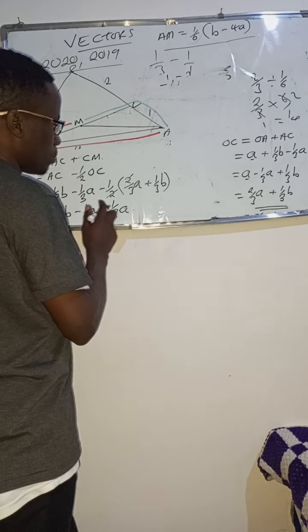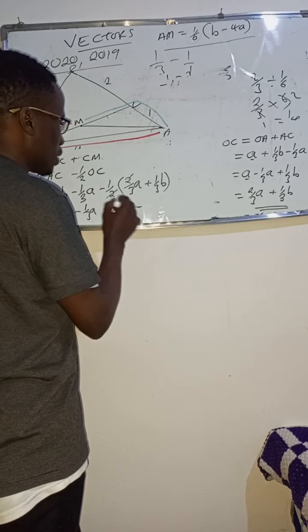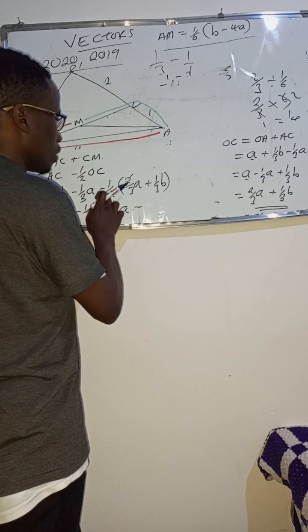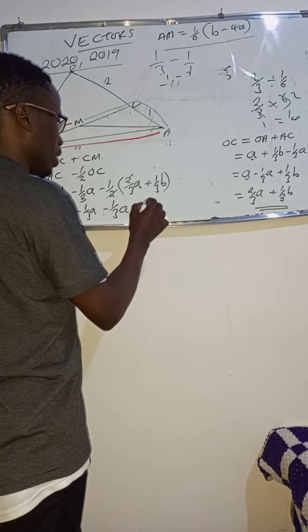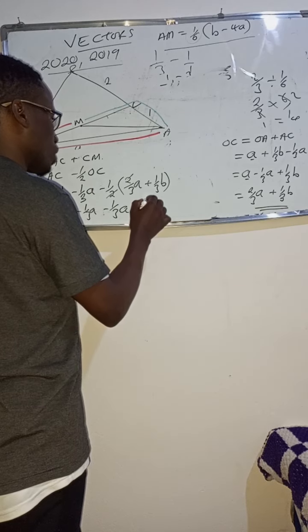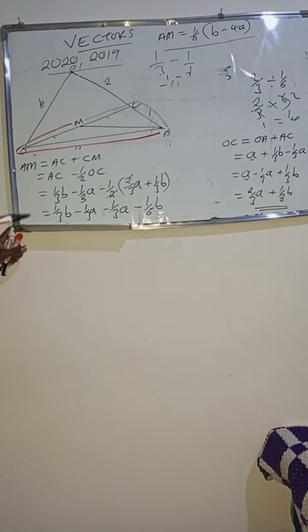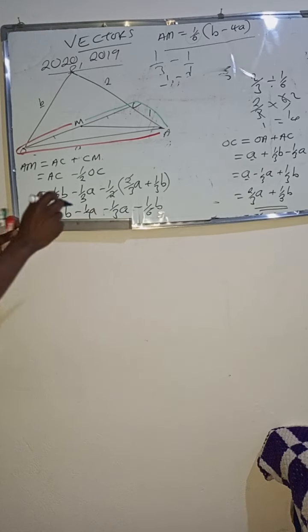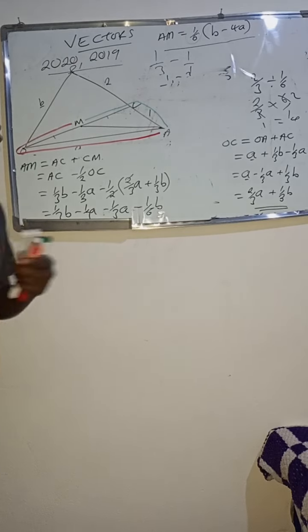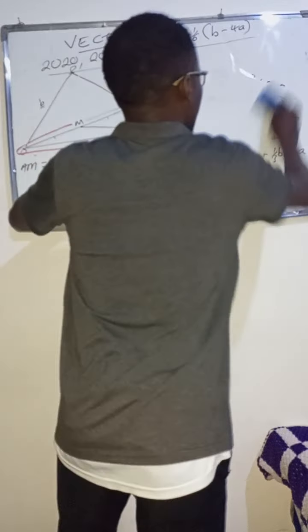Then with minus what? This by that, minus what? It will be minus 1 over 6b. Okay, like that. Then what are we going to have? This one here. Let me erase this side.